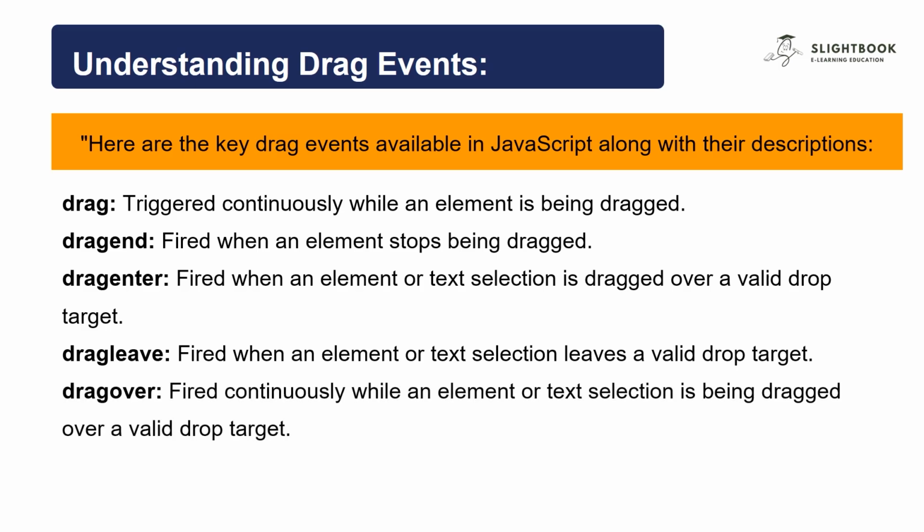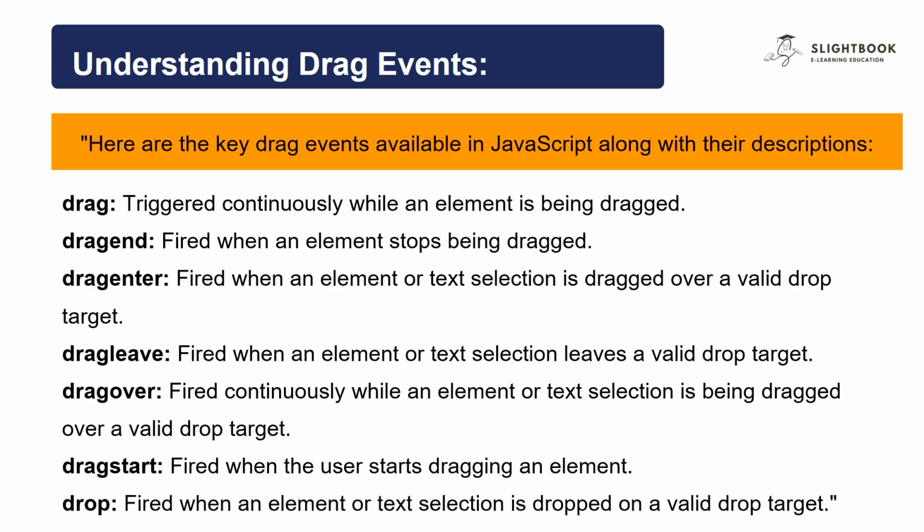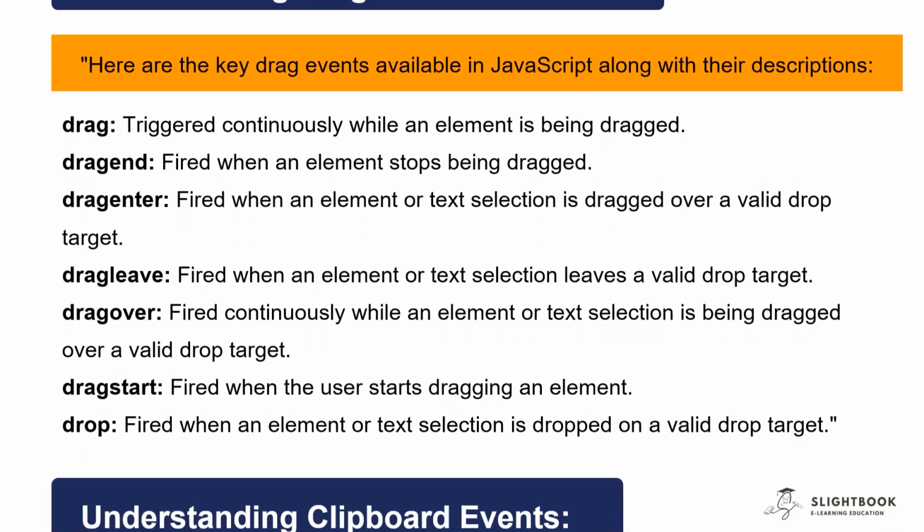Drag over, fired continuously while an element or text selection is being dragged over a valid drop target. Drag start, fired when the user starts dragging an element. Drop, fired when an element or text selection is dropped on a valid drop target.